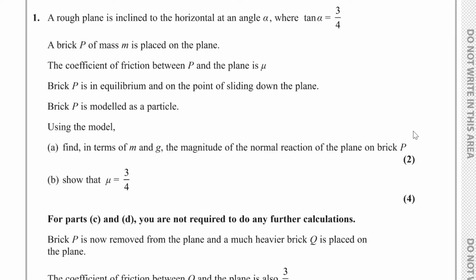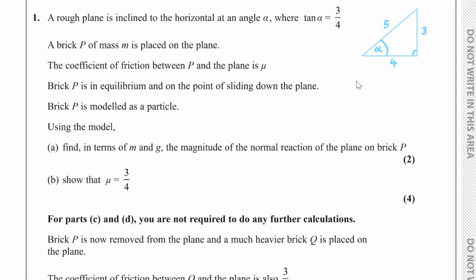So to do this question, we would have to draw a diagram to help illustrate what's going on. We've also been given that tan alpha is equal to 3/4, and with this we can find out what sine alpha and cos alpha are. If we have a right-angled triangle, tan of an angle is equal to the opposite over the adjacent. So the opposite is 3, the adjacent is 4, and therefore the hypotenuse, through Pythagoras, is 5.